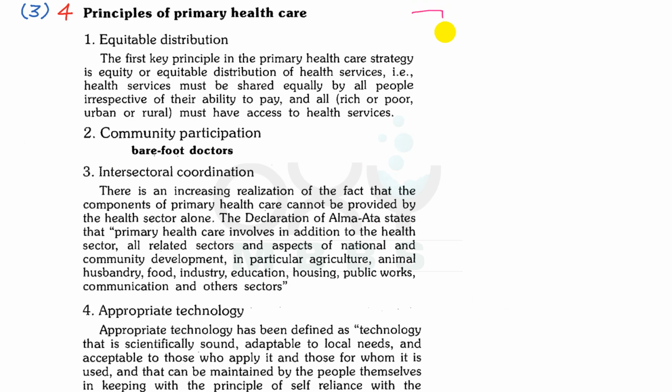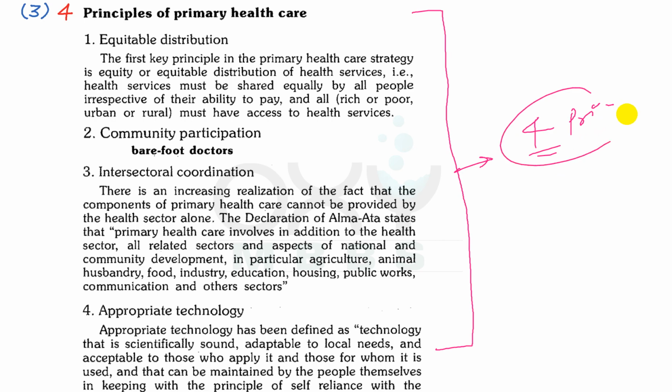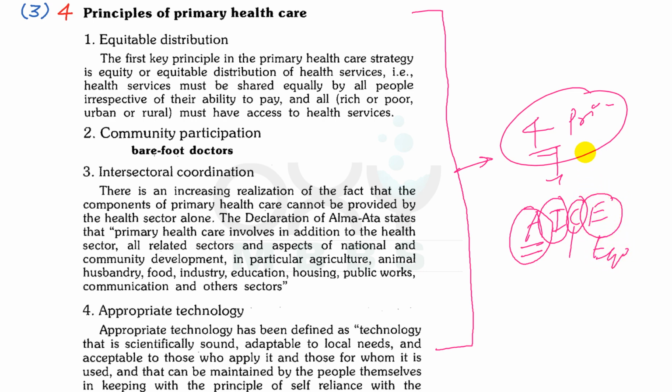And my dear friends, for the principles of primary health care, the mnemonic is AICE. From this A it is appropriate technology, from this I it is intersectoral coordination, from this C it is community participation, from this E it is equitable distribution. So these are the four major principles of primary health care in India.